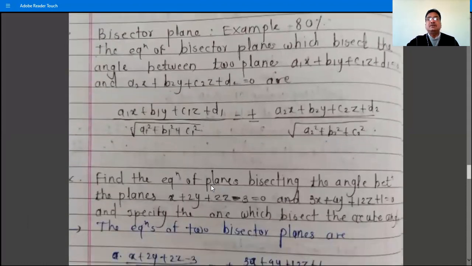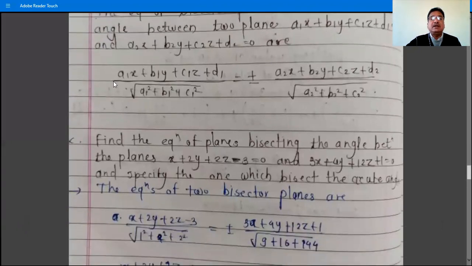Next point is the bisector plane. So what is the definition of the bisector plane? The equation of the bisector plane which bisects the angle between two planes a1x plus b1y plus c1z plus d1 is equal to 0, and a2x plus b2y plus c2z plus d2 is equal to 0, we have the two bisector planes.